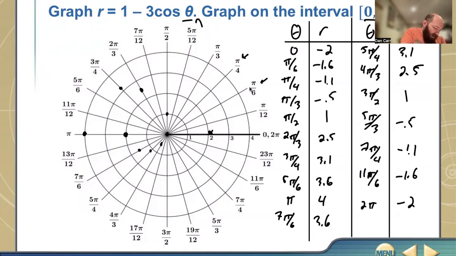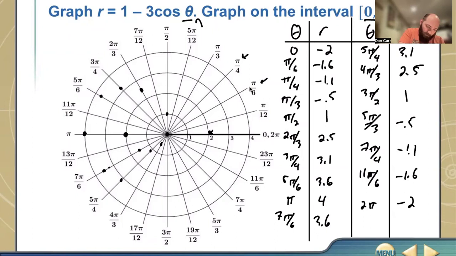Next one is pi, which puts me out here at 4. Sorry, I missed one. This is at 3.6, so it'll be about right here. So pi goes to 4, and 7 pi over 6 goes to 3.6. So we got 1, 2, 3.6, a little bit further along there. 3.1 for the next one, so 3.1 is about right here.